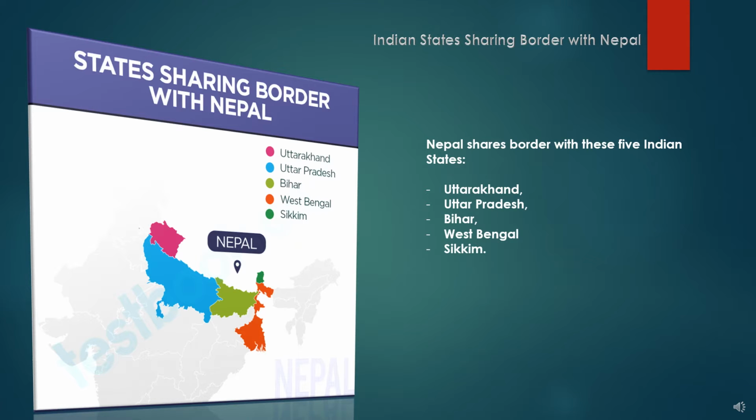Indian states sharing border with Nepal. Nepal shares border with these 5 Indian states: Uttarakhand, Uttar Pradesh, Bihar, West Bengal and Sikkim.